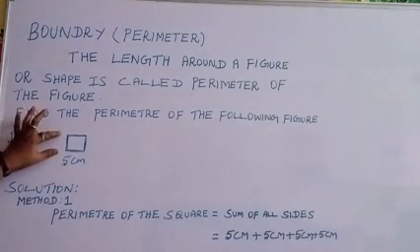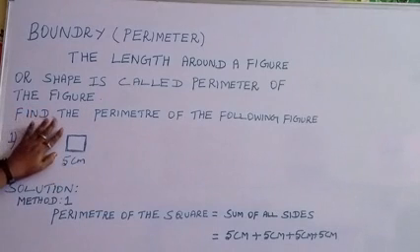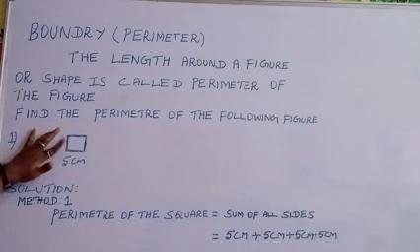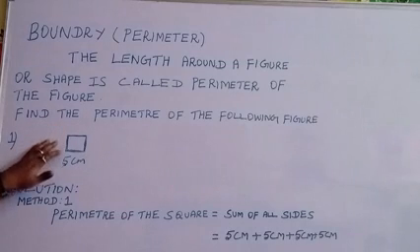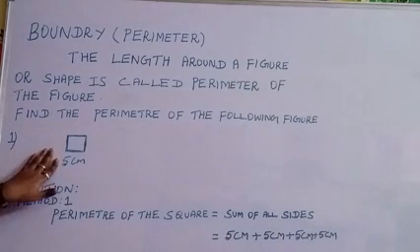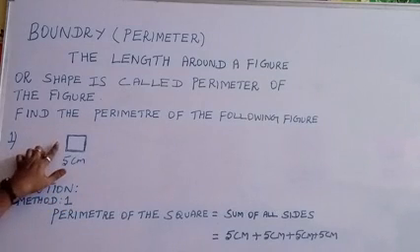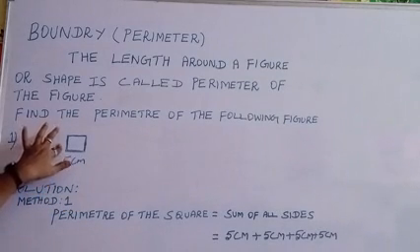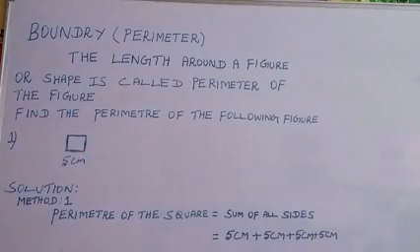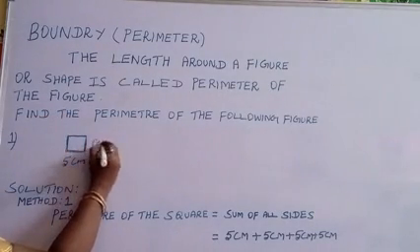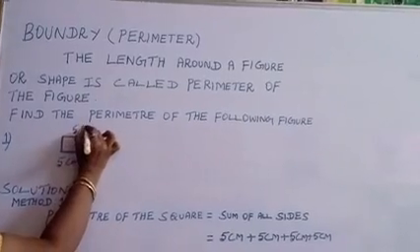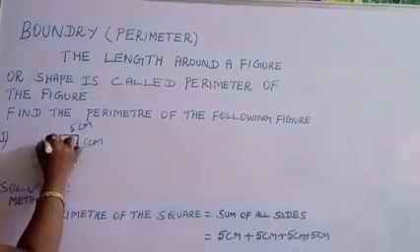The given figure is a square. Can you understand? In the given figure, four sides are equal, so that is a square. The one side length they have given is 5 centimeter. So, from this, what do we know? Square means 4 sides are equal. So, all the remaining sides I have to fill with the unit 5 centimeter.